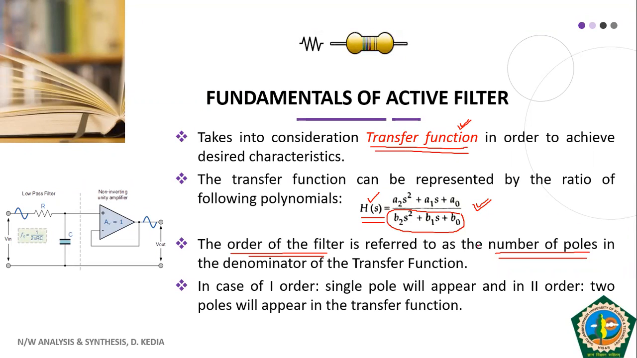Okay. So if we have two poles in the denominator, we call that filter as second order filter. If we have single pole in case of your filter, or you can say denominator of transfer function, we call it as first order active filter. Okay. I hope everybody understood this concept, because we have discussed the concept of transfer function in detail earlier. Next.